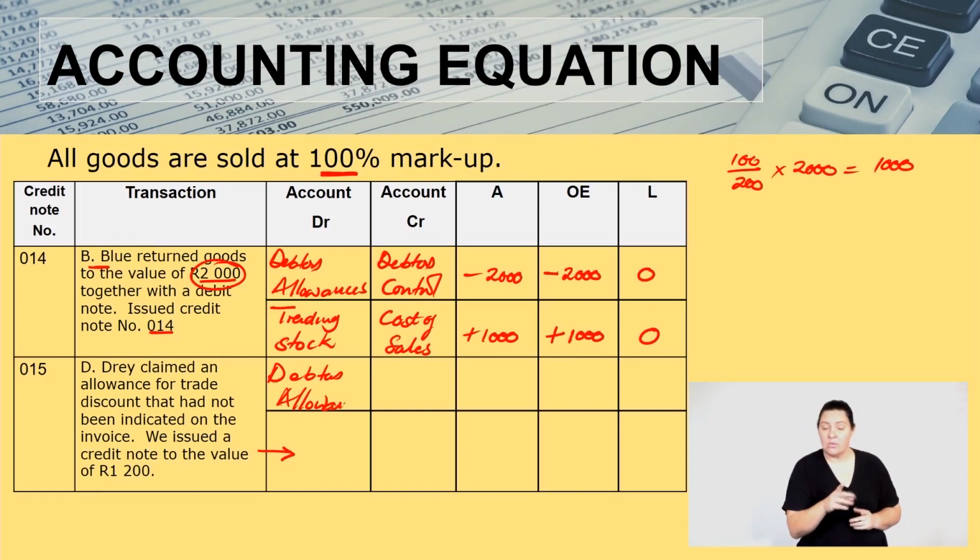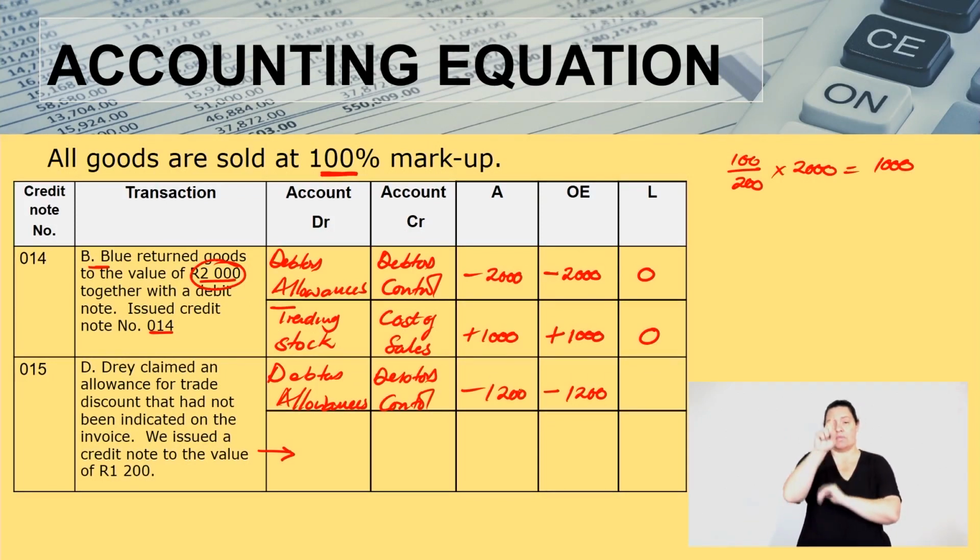And remember, once you debit your debtors allowances, what happens to your owner's equity? Decreases, minus 1,200. Which account do you credit? Debtors control. And once you credit debtors control, what happens to your assets? Minus 1,200. Do you have any effect on your liabilities? No effect, so it will be 0. What do we do with this column at the bottom? Nothing. Why? Because when there are no goods returned, it will affect only 2 accounts.